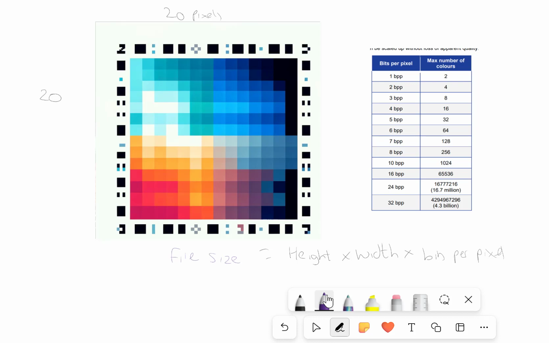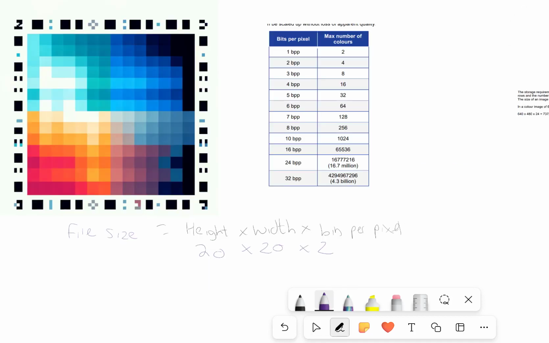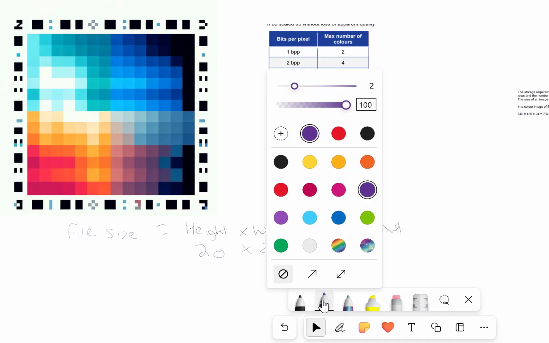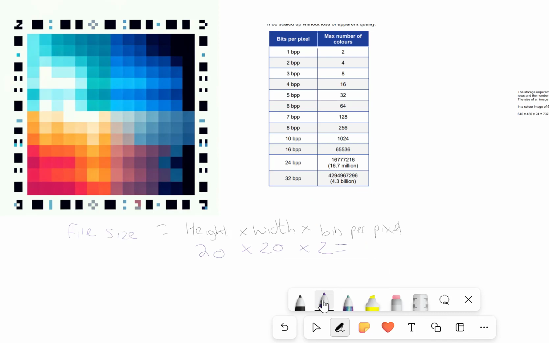So if we want to work out the file size, we've got our 20 height, 20 width, times 2 bits per pixel. Now, it's going to give us our answer in bits. So we know that if we do this calculation, it's 800 bits. That's the file size. But what happens if I want it in bytes?